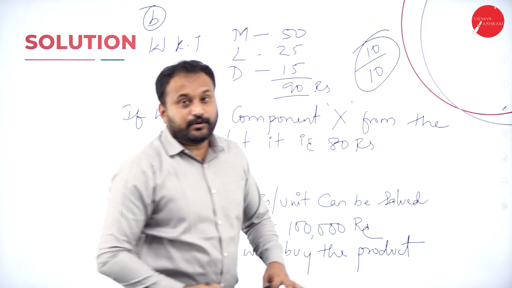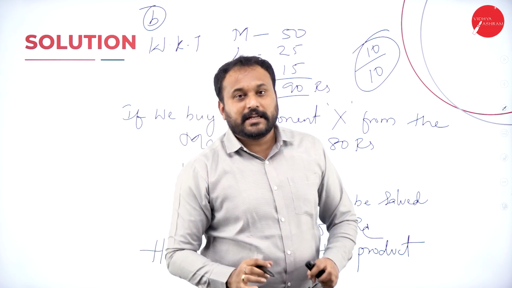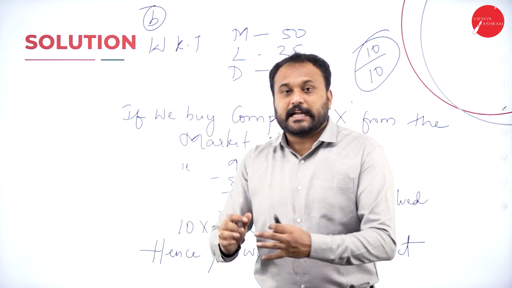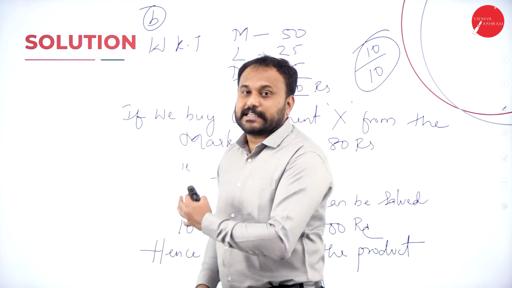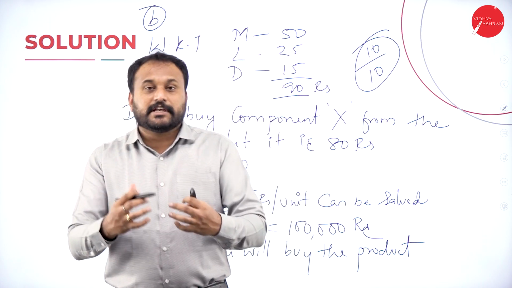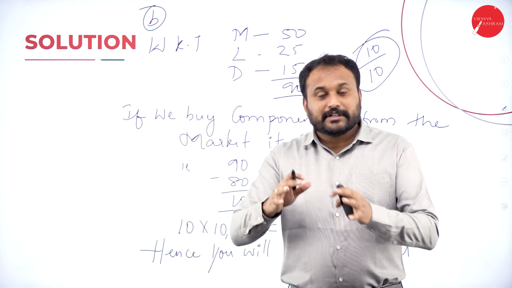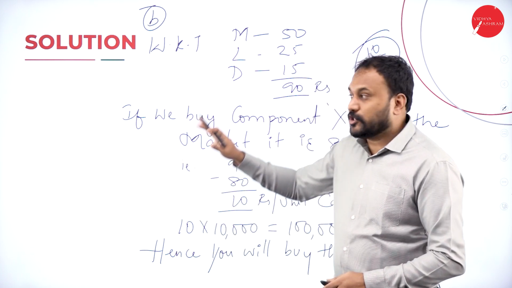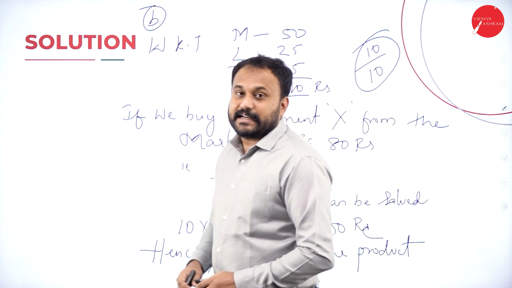If you write properly and legibly, you should make them understand that you know the problem and you know what exactly the solution is, and they will give you 10 on 10. So this is how we are supposed to solve the make or buy decision.